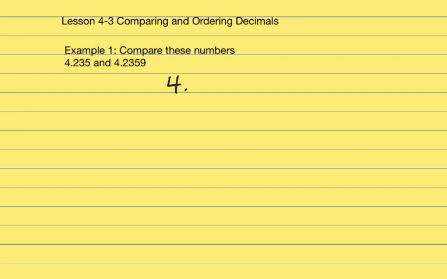So for instance, I have 4.235 and I have 4.2359, okay? And you can see one has more digits than the other. So all I'm going to do is add a digit to the top one, and I'll add a 0. So just do that, add zeros so that they have the same number of digits, but make sure that you have the decimal points lined up.